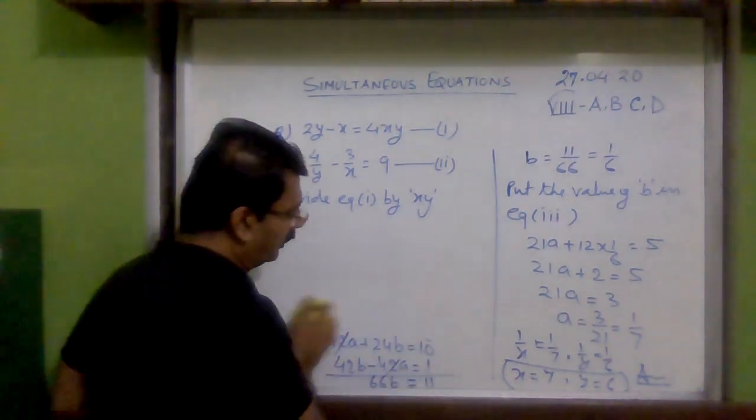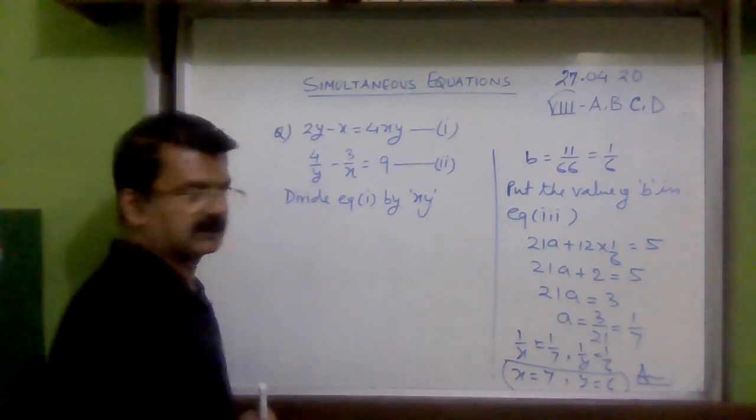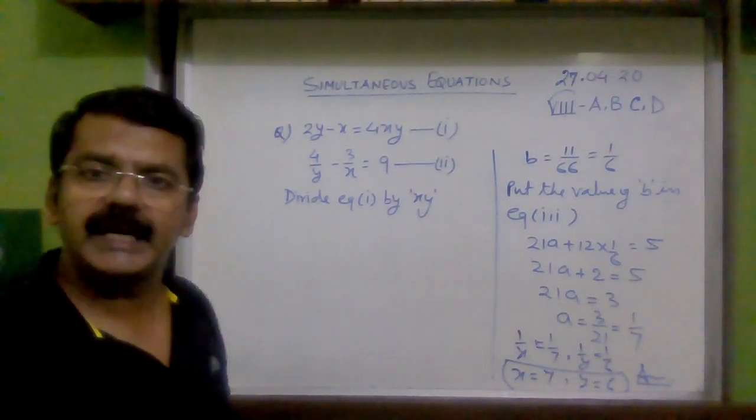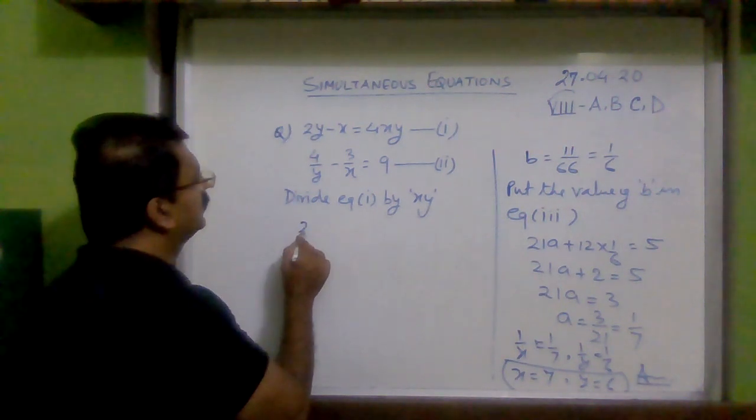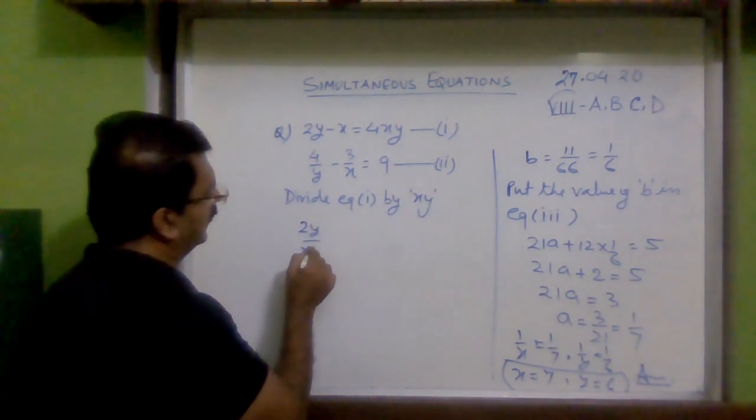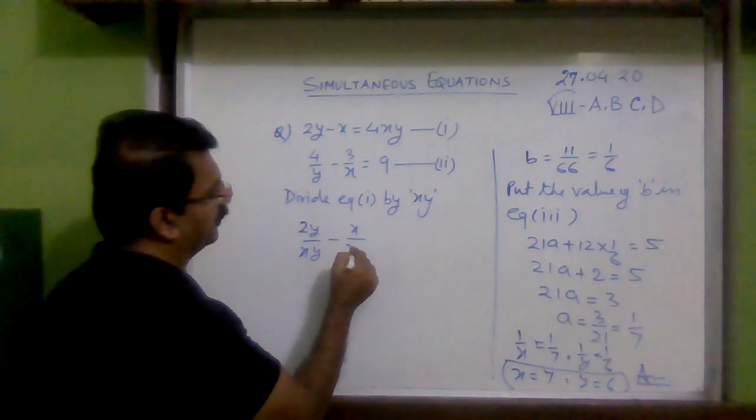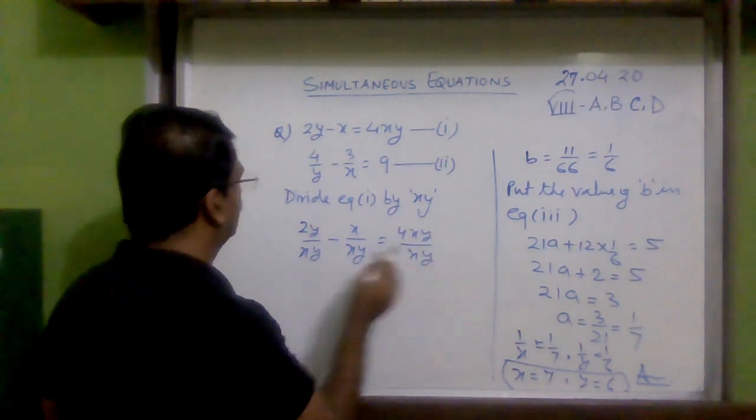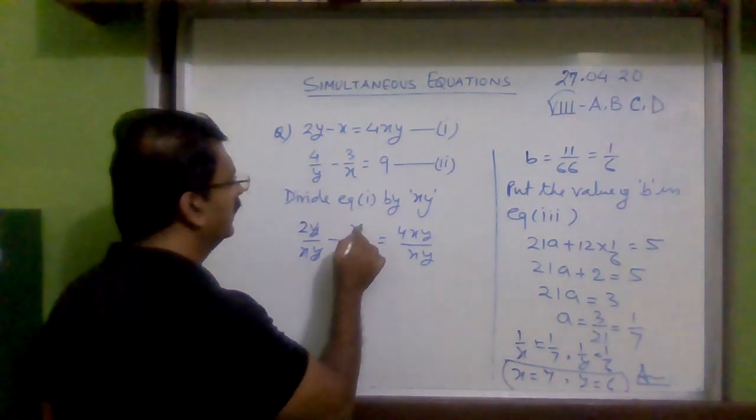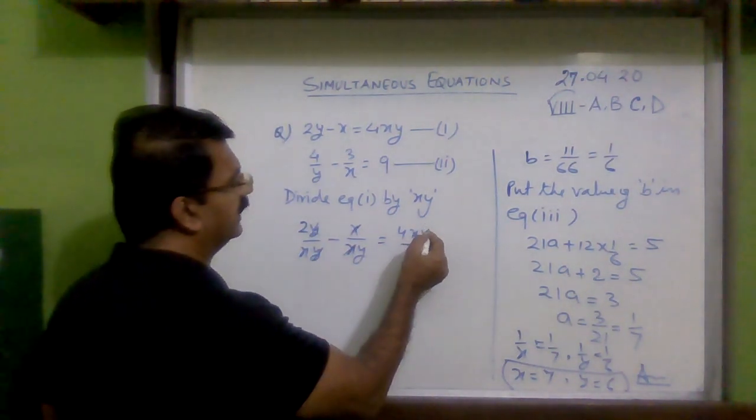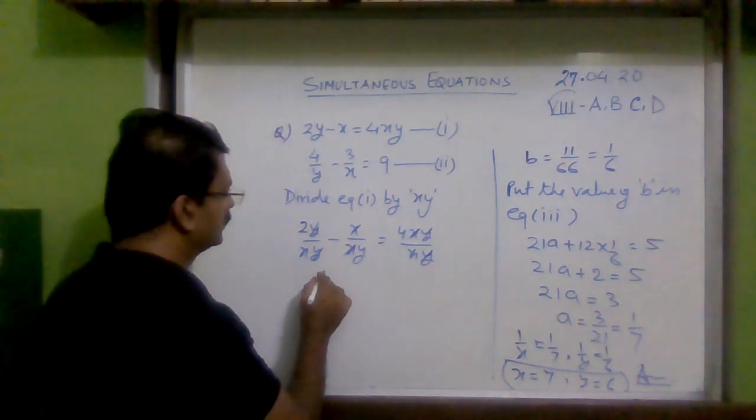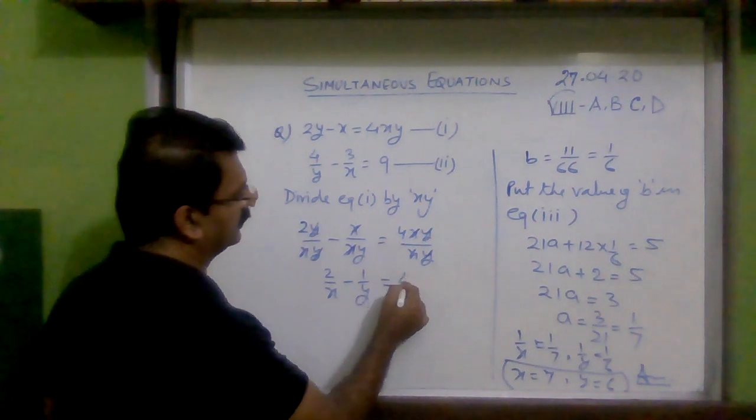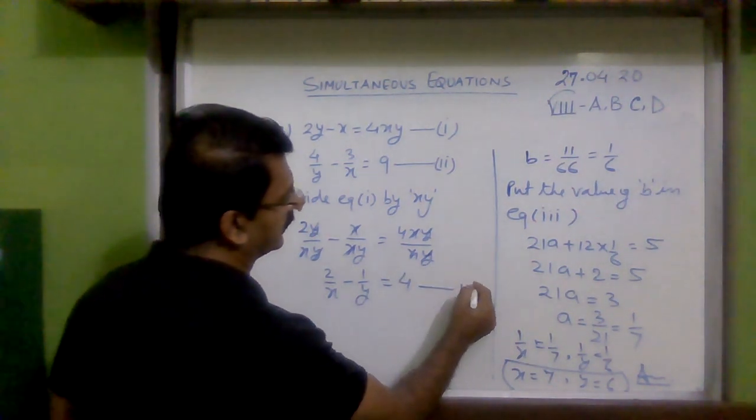So we will divide the whole equation 1 by xy, means each and every term of equation 1 will be divided by xy. So it will be 2y by xy minus x upon xy is equal to 4xy upon xy. So here y cancels out, here x cancels out, and here both x and y cancel out. So 2 upon x minus 1 upon y is equal to 4. This becomes your equation number 3.